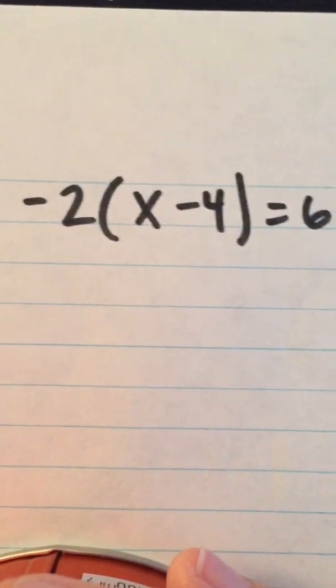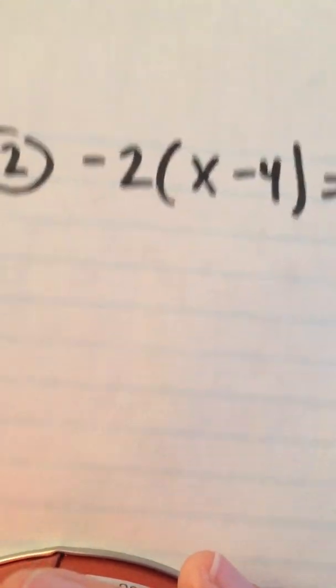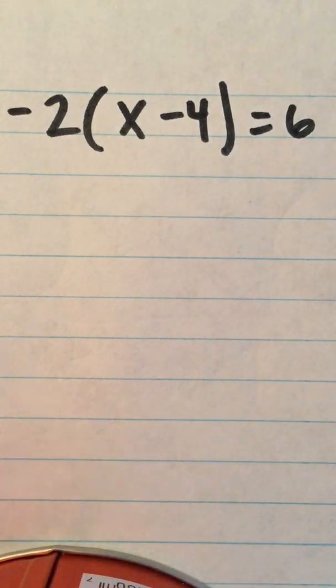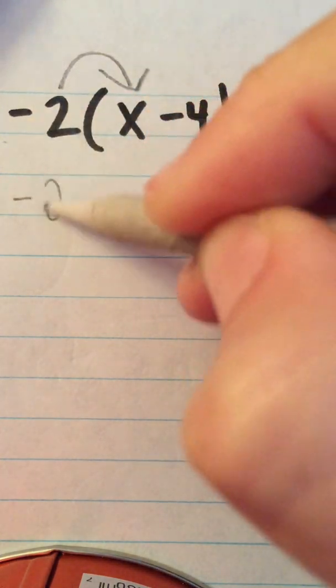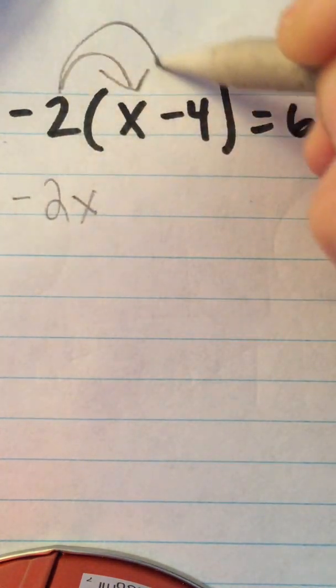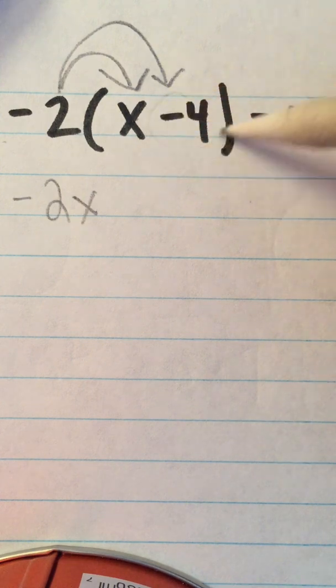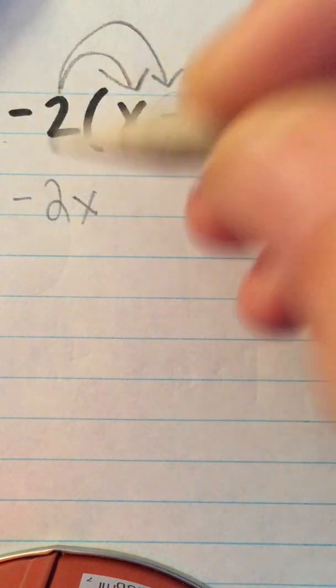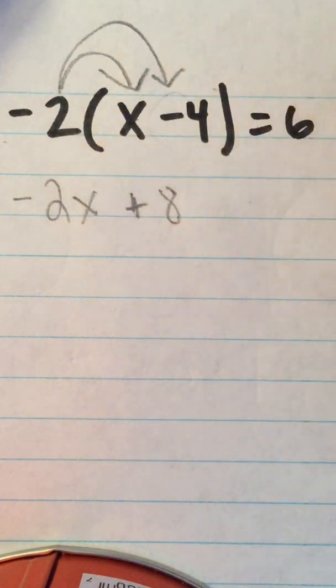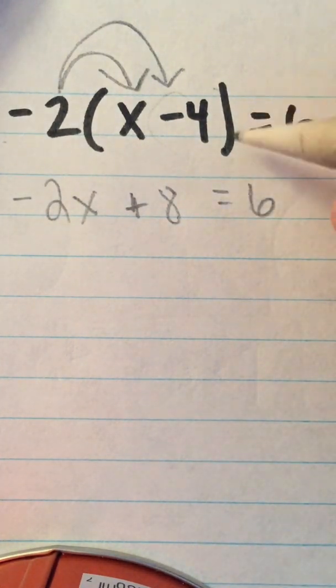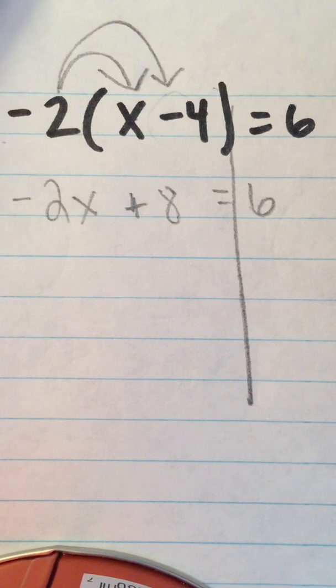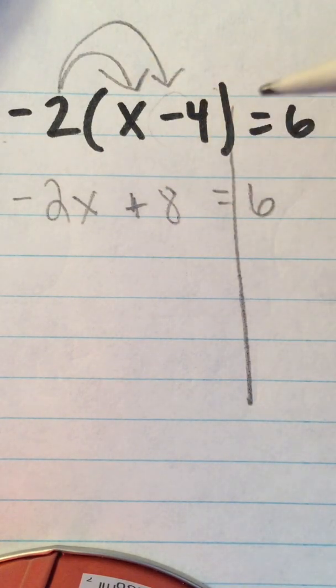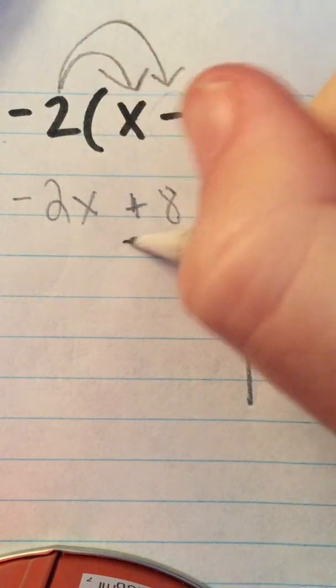Number 12. Ooh, I see parentheses and I see a number outside the parentheses. So I have to use the distributive property. Negative 2 times x is negative 2x. Negative 2 times a negative 4. Negative times a negative is a positive 8 equals 6. I'm going to put my line in there. I forgot that part. Now I just have it worked out to a regular old two-step equation.